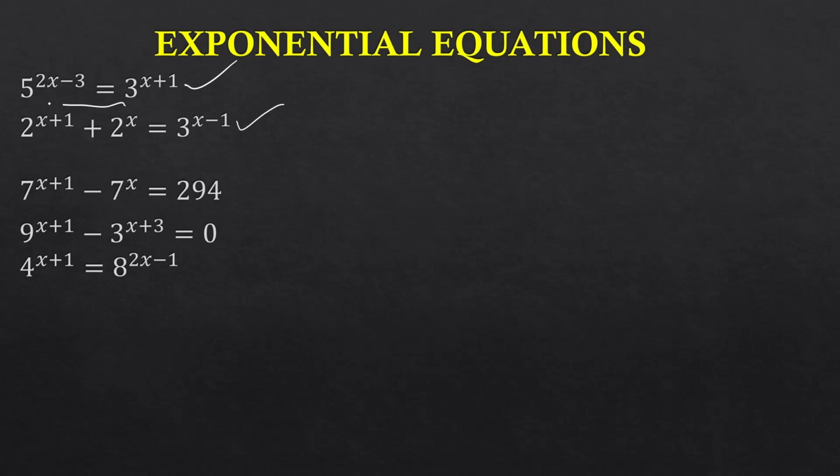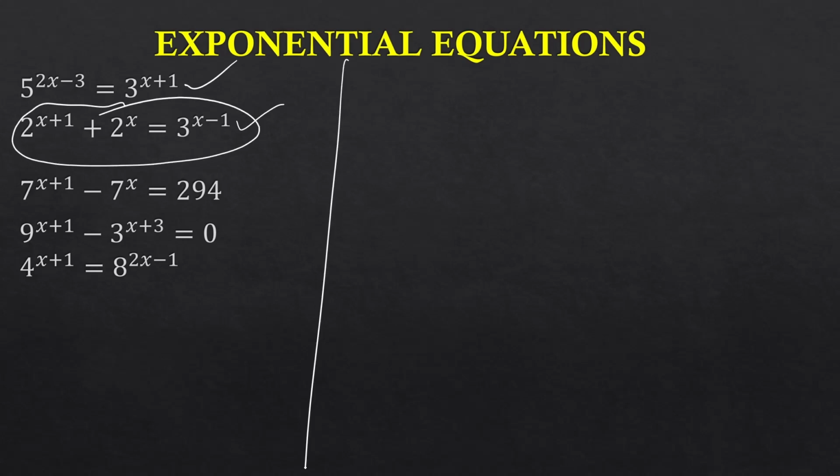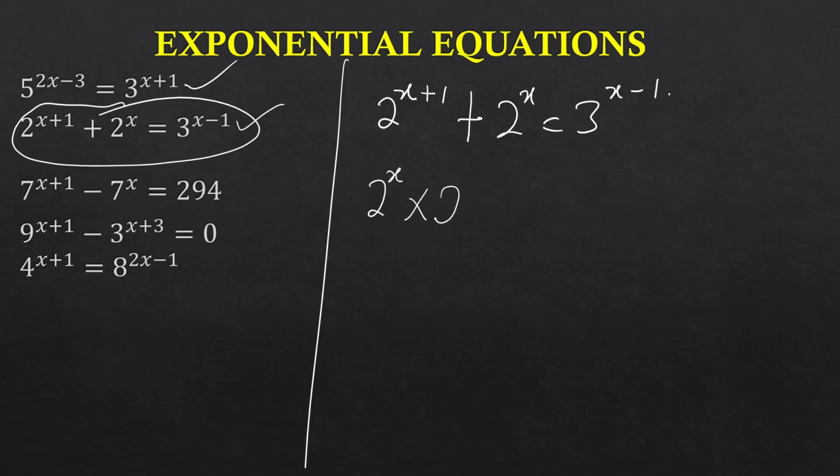Let's look at the best way to handle this question. So I have 2 raised to x plus 1, all plus 2 raised to x, is equal to 3 raised to x minus 1. Let's do this smart. In every way, we can say that 2 raised to x times 2 raised to 1 is the same thing as 2 raised to x plus 1. Then this is plus 2 raised to x, is equal to 3 raised to x minus 1.